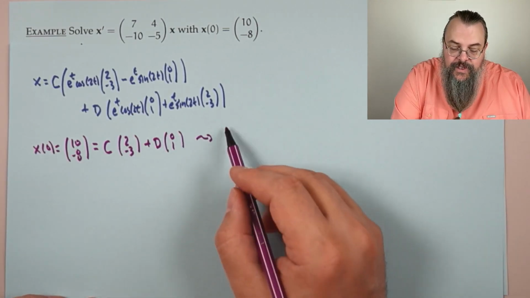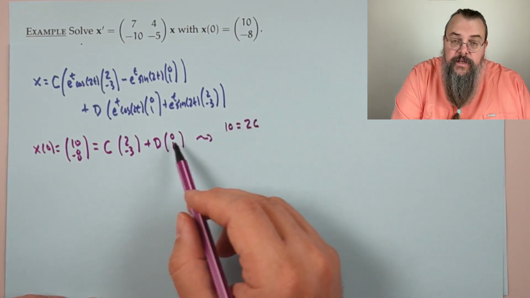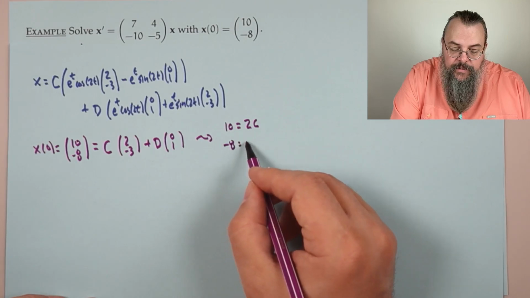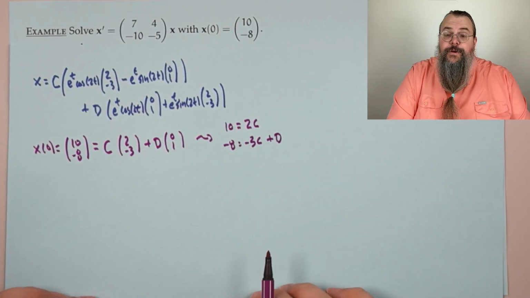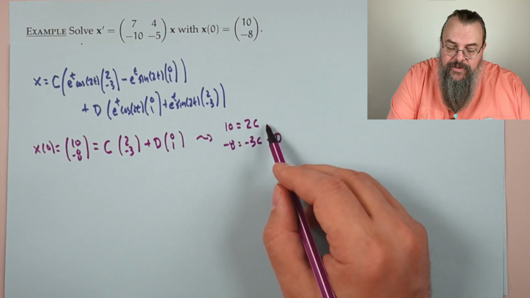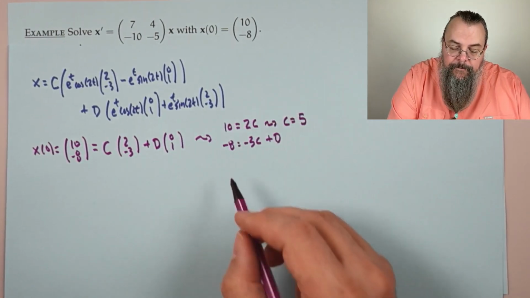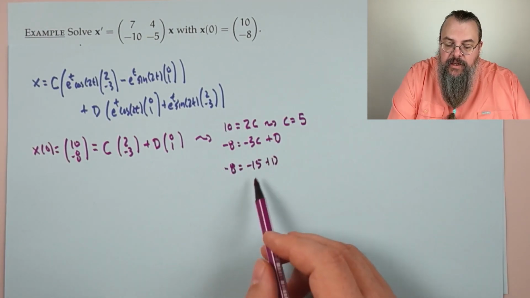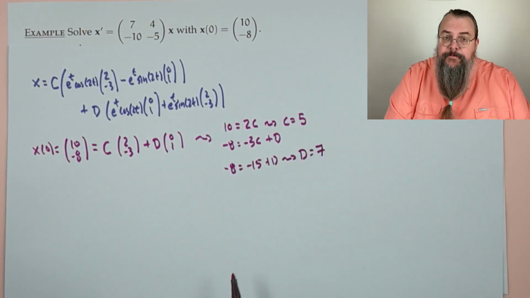Read off the top entries. 10 is equal to 2c, and that's that. And then -8 is equal to -3c plus d. Well, we're in luck. 10 is 2 times c. So that tells us c has to be 5. Okay, so then -8 equals -15 plus d. Add 15 to both sides. That tells us d is 7.